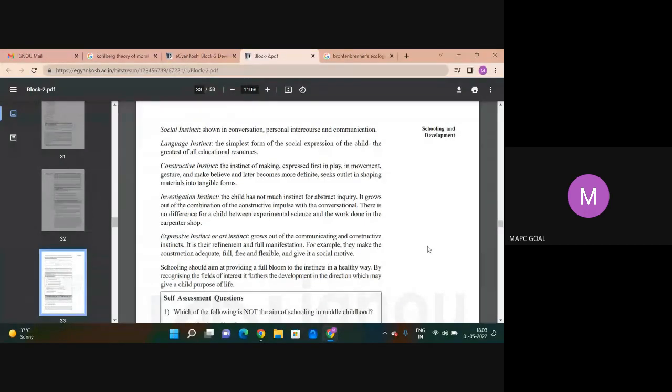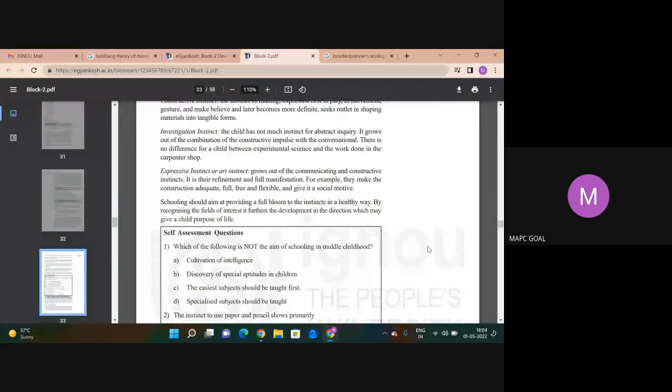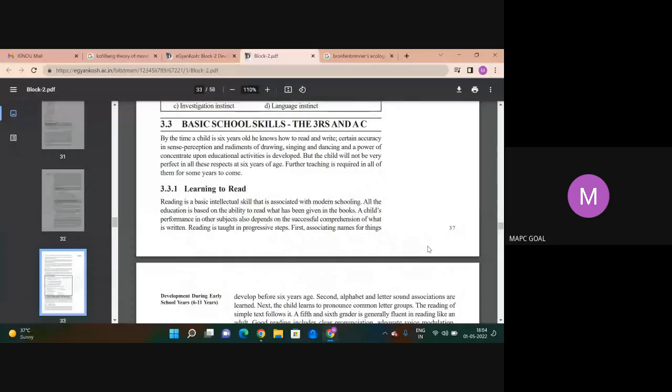Social would include conversation, personal intercourse, communication, language, social expression. Constructive would include how constructive and expressive they are in their play and movements. Investigative would be how curious they are. Are they using abstract reasoning or not? Then expressive would be how they are communicating their full manifestation. Are they able to construct their daily life in a constructive manner? All these are very important for schooling. So that's what they're talking about.